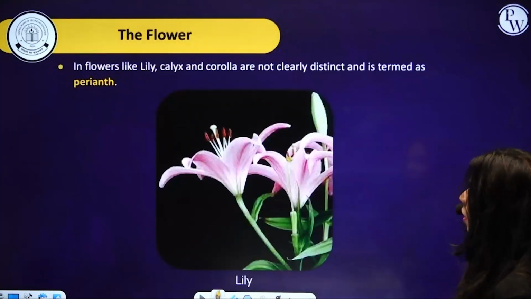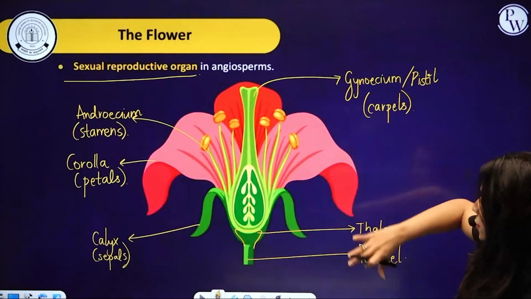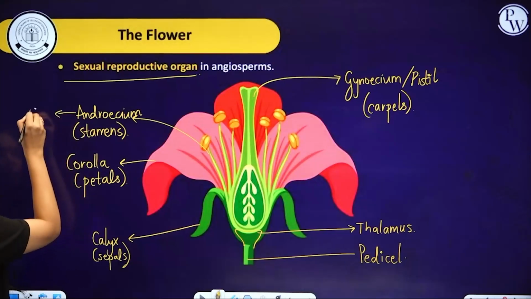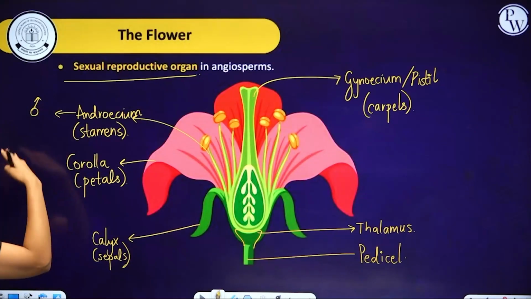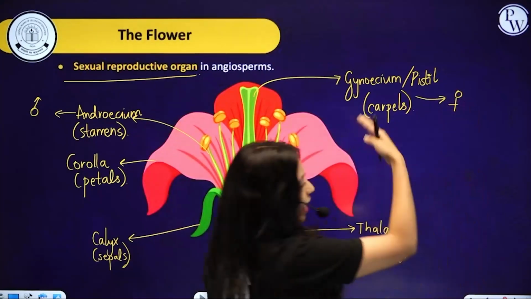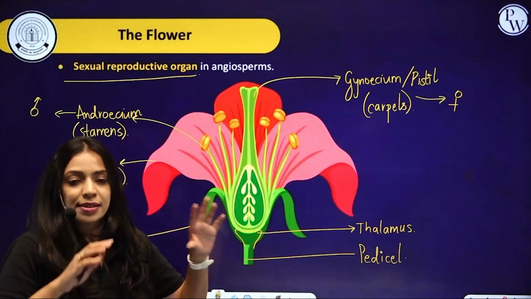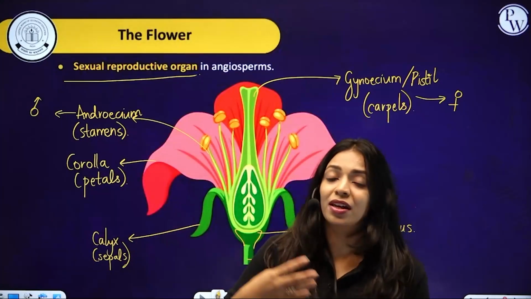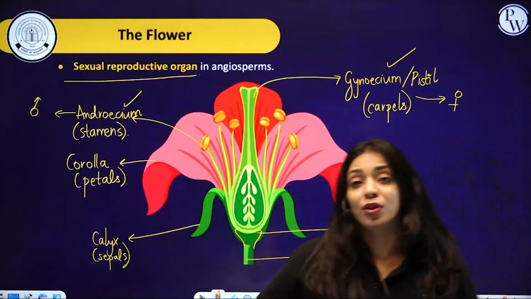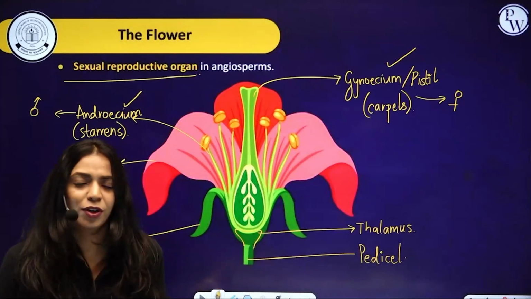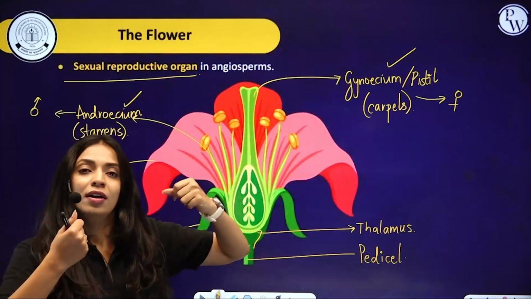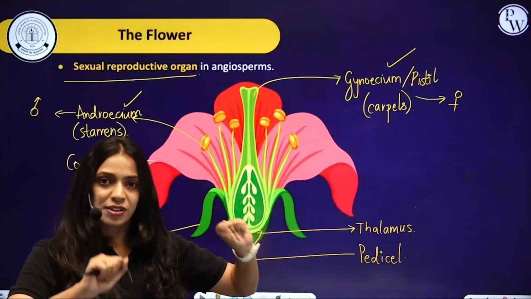Now, when you look at the different parts, androecium is the part that will produce the male gametes, so it is called the male reproductive part. Similarly, gynoecium is the part that will produce the female gametes, so that is the female reproductive part. Since the function of flower is to help in sexual reproduction, androecium and gynoecium are absolutely essential for the process of reproduction, because reproduction is all about formation and fusion of gametes. These are the organs that are responsible for formation of gametes. So they are essential for sexual reproduction.